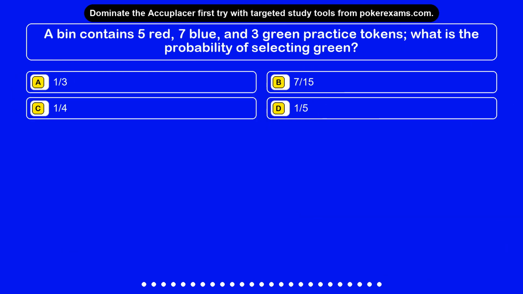Question 10. A bin contains 5 red, 7 blue, and 3 green practice tokens. What is the probability of selecting green? Option A, 1/3. Option B, 7/15. Option C, 1/4. Option D, 1/5.